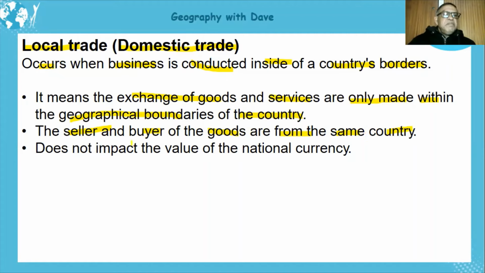It does not impact heavily on the value of the national currency. Where the national currency gets more is when you have investments or exports to other countries, etc. That impacts far more, because that's bringing foreign currency into your country.